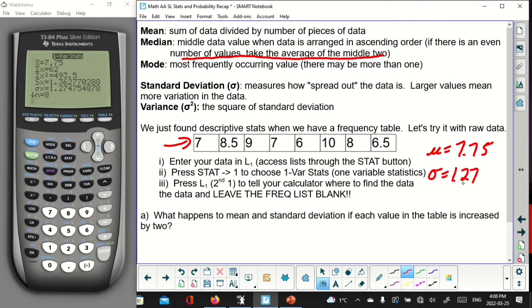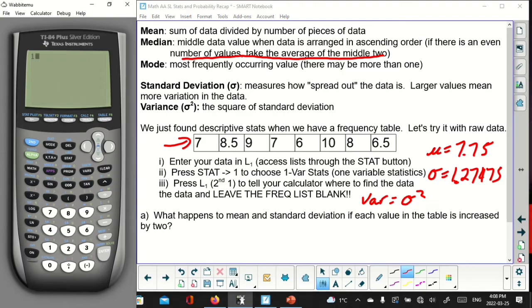I'm going to leave it to a bunch of decimal places, though typically for the IB we're giving 3 sig figs. If I wanted the variance, that is sigma squared, I would take that 1.27475 and I would square it. Okay? And I'd get 1.62.